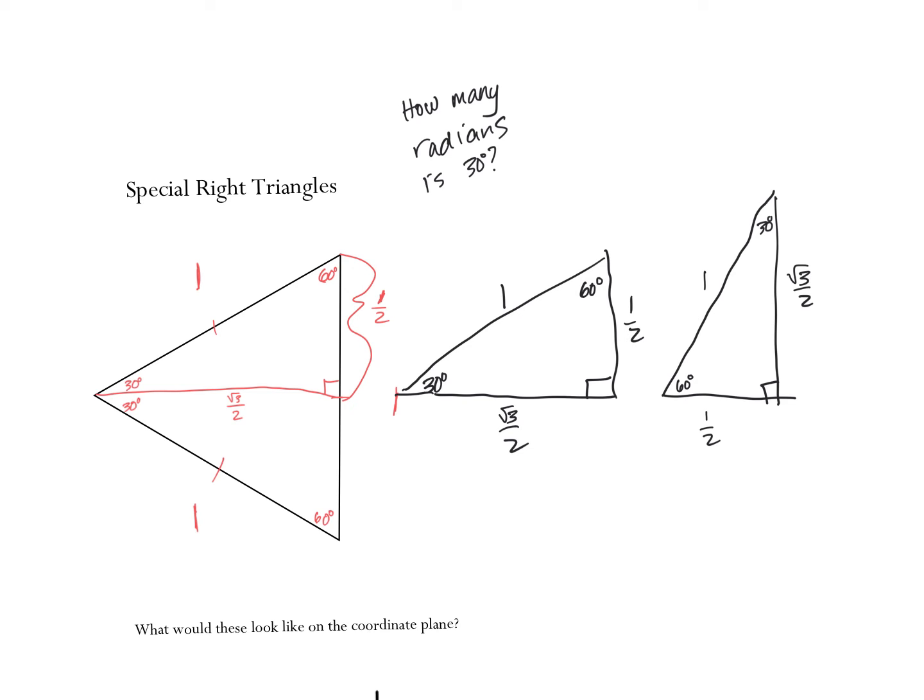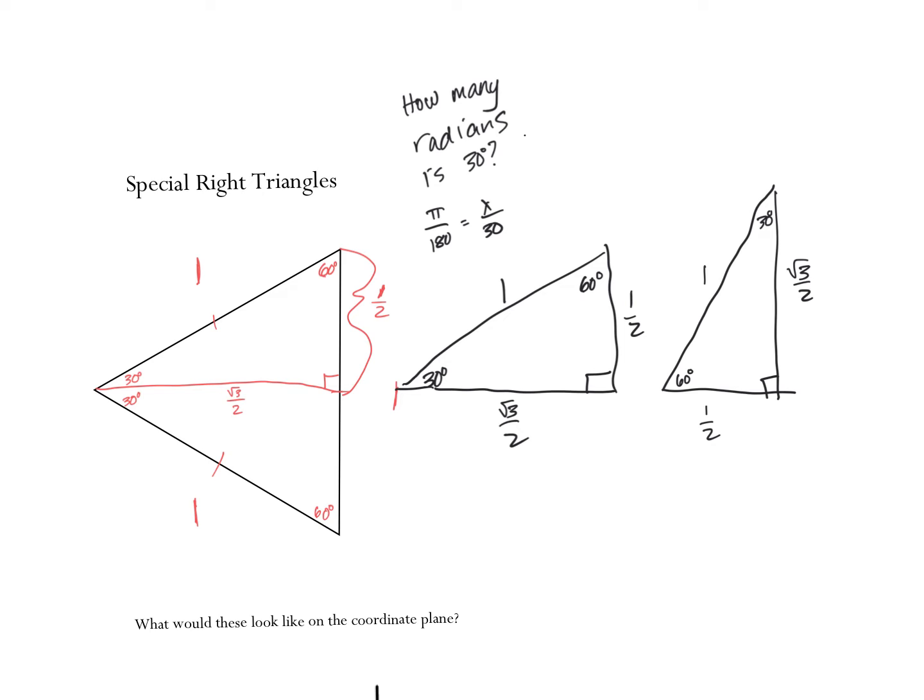Okay. So we kind of use this like pi over 180 equals how many over 30? Is everybody okay with that? Except we leave our radian measurements in terms of pi. So instead of doing 30 times pi divided by 180, you just do the 30 over 180 and call it 1/6, and we call this pi over 6. So 30 degrees is equal to pi over 6.